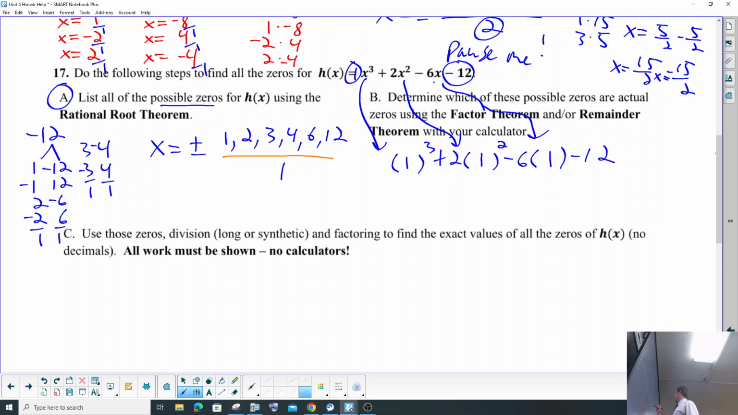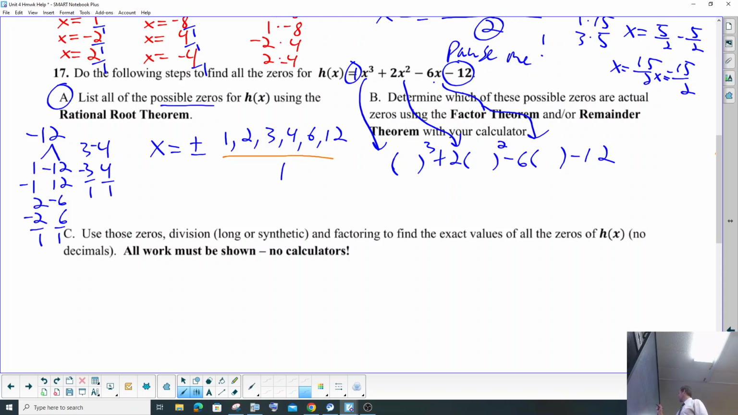So 1 to the 3rd power is 1. 1 squared is 1 times 2. Minus 6 minus 12. That's not going to equal 0. So maybe 1 is not going to work. Let's try maybe 2. Do you think 2 will work? Now you can use your calculator, which I'll show you in a second, a shortcut. But let's try 2.